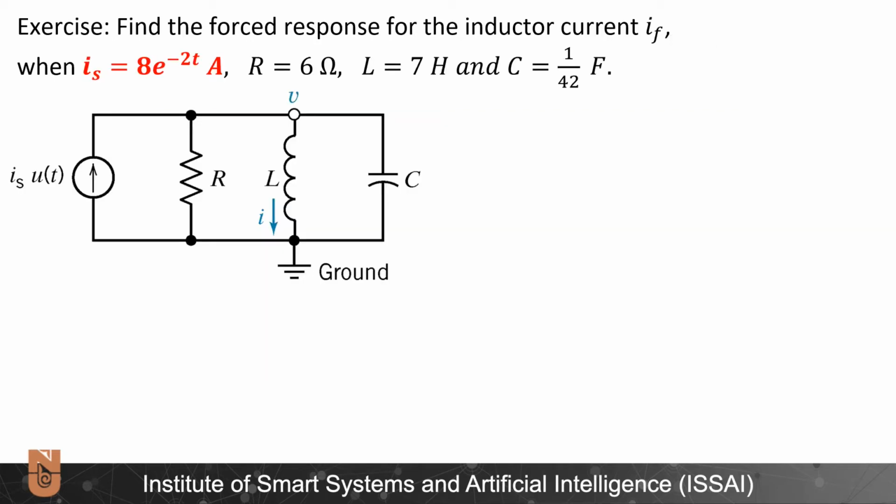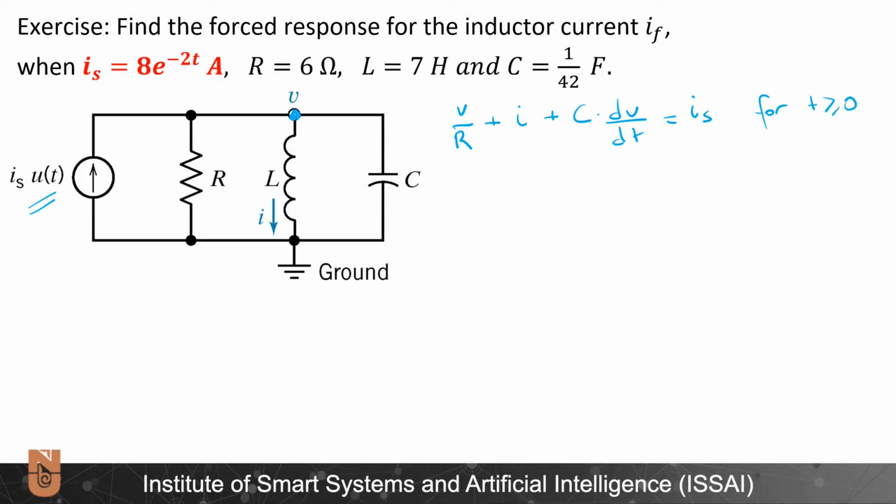Alright, we need to find the response for the inductor current iF. For the input, iS is equal to 8 times e to the minus 2t for t greater than 0. R is equal to 6 ohms, L is equal to 7 henries, and C is equal to 1 over 42 farads. Let's try to write the KCL for this top node. V over R plus i plus C dv over dt is equal to iS, for t greater than or equal to 0.